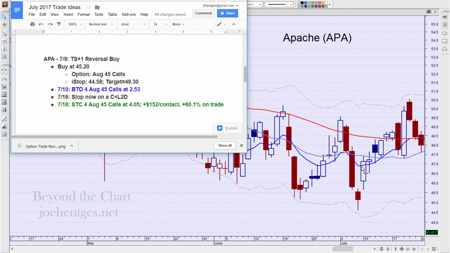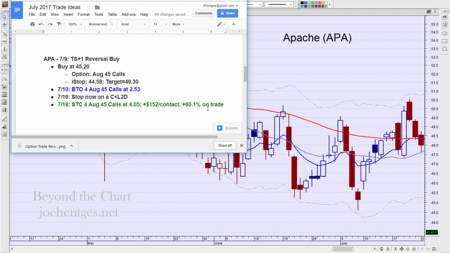After we'd had a move in our direction for several days, I wanted to have a different kind of trailing stop of some kind. And that's what I set right in here. So we got out at the close here on the 18th at 4.05. Again, on these trade ideas, I buy at the ask and sell at the bid in terms of what we show here in the trade ideas. Very conservative, and we generate $152 per contract, 60.1% on the trade.